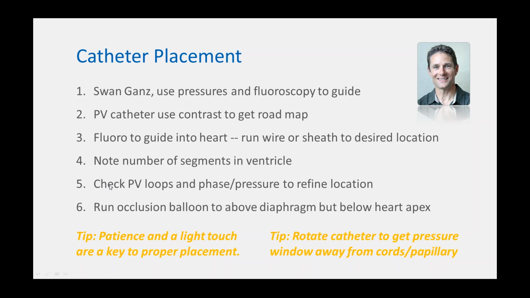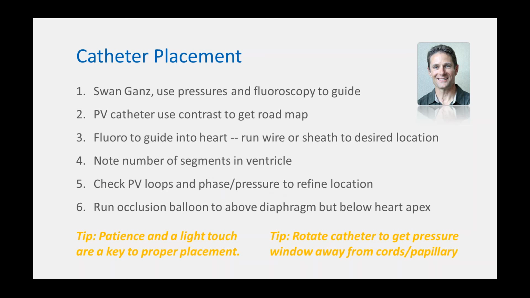Then we go back to the control box, and the computer will check the PV loops. We'll look particularly at the phase and the pressure. Do these loops look good? Is the phase good? Do we need to refine the location? Sometimes we find that it doesn't quite look right, so we think we have 5 segments in.